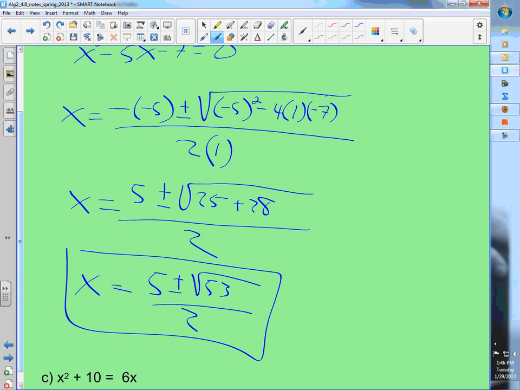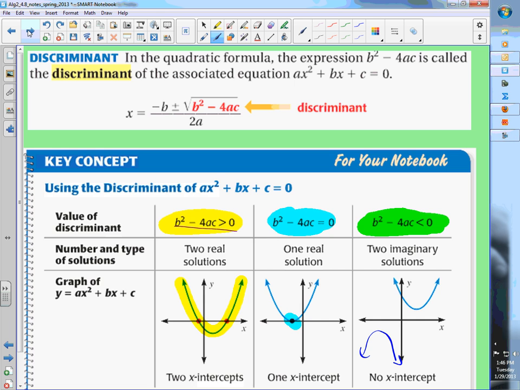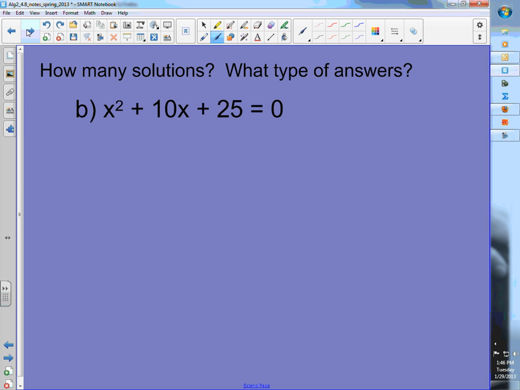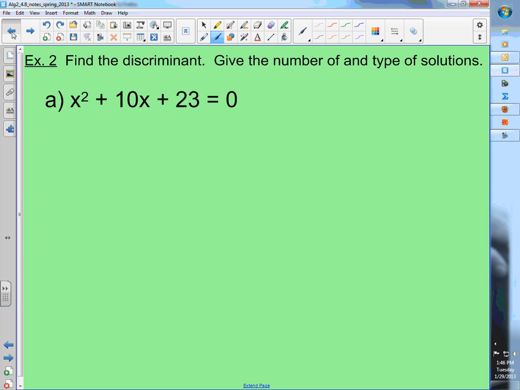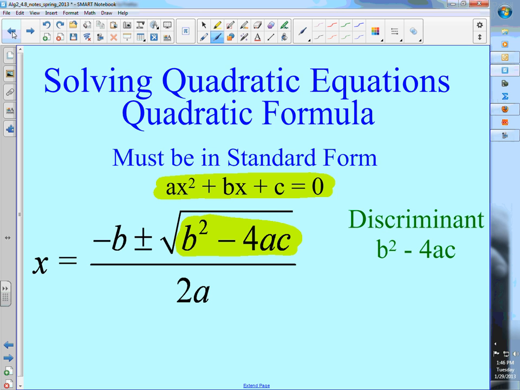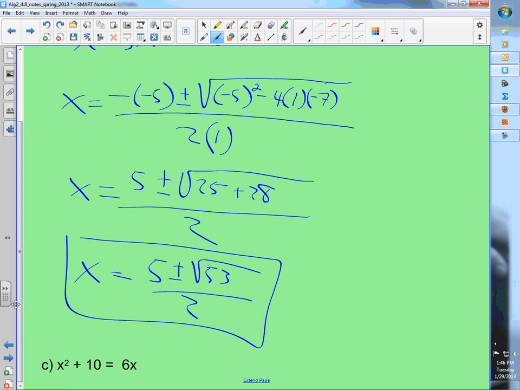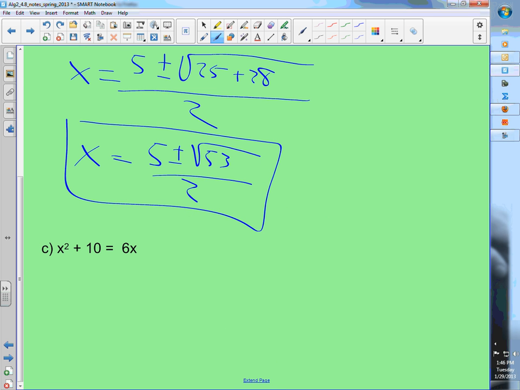Nicely through that. Most of you have seen the quadratic formula before. So let's have you try this one right here. X squared plus 10 is equal to 6x.